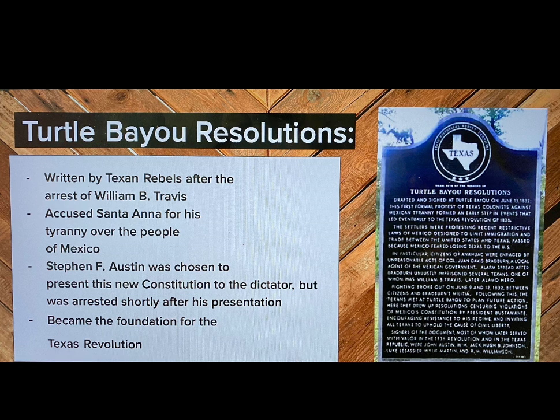Once they were safe from Mexican troops, they wrote down the Turtle Bayou Resolutions. These resolutions explained why Texas needed to separate itself from the Mexican government and become an independent country. They also accused Santa Anna of tyranny over the people of Mexico. Stephen F. Austin was the man chosen from this group to present these Turtle Bayou resolutions to Santa Anna. However, Santa Anna became furious and threw Stephen F. Austin in jail. These resolutions were important because they became the foundation for the Texas Revolution.